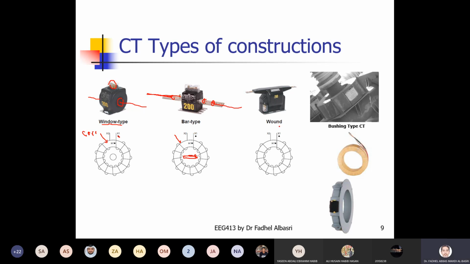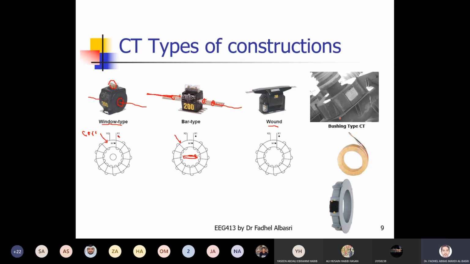And we have also wound type. In the wound type, you have both the primary and the secondary wound on the core. Here it doesn't show you the primary, but you also have another winding wound on the same core. We call this wound type.